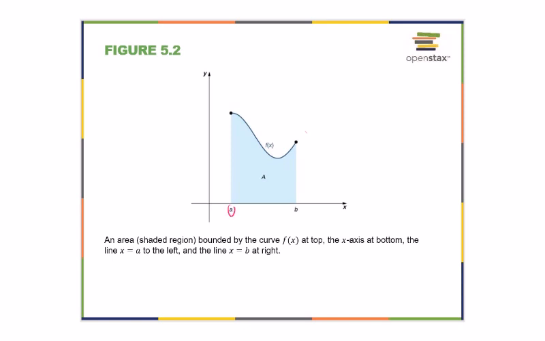So we're bounded from a to b. We want to find the area bounded by those endpoints on the left and the right, the curve on the top, of course, and then the x-axis on the bottom. We want to be able to find that area there.